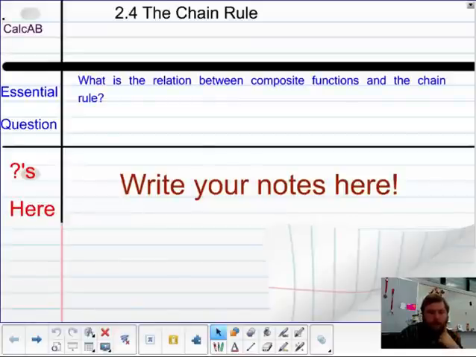Welcome, Calculus AB. This is 2 for the chain rule. The essential question is, what is the relation between composite functions and the chain rule?